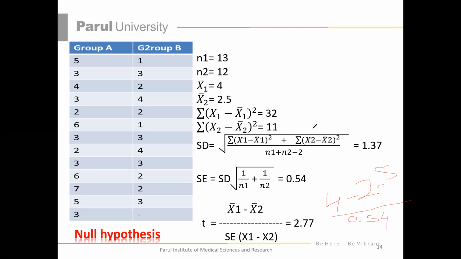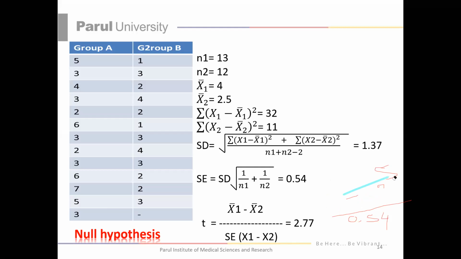So this will be our test statistic. Value of T calculated is 2.77. Now, next step, we need to find the critical value, means table value.